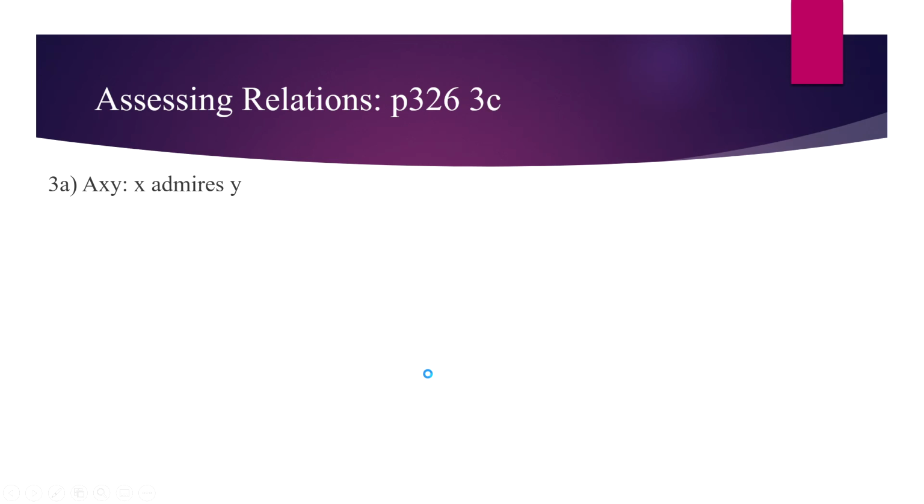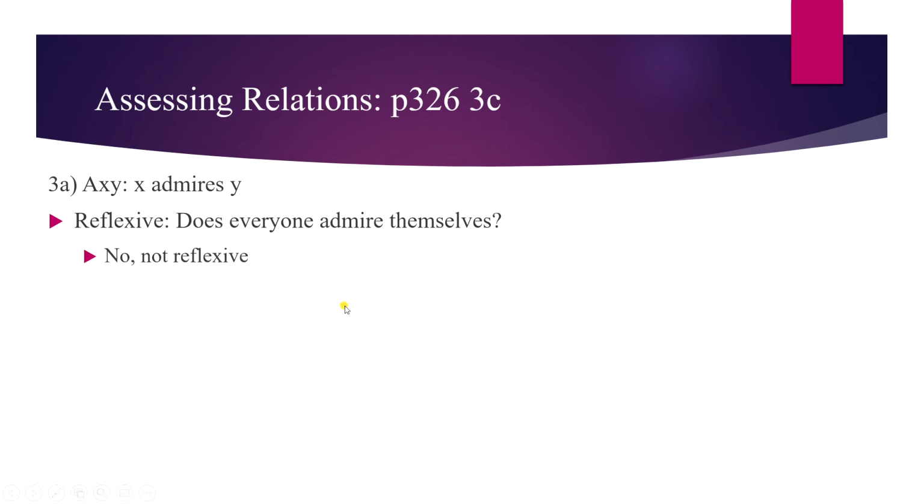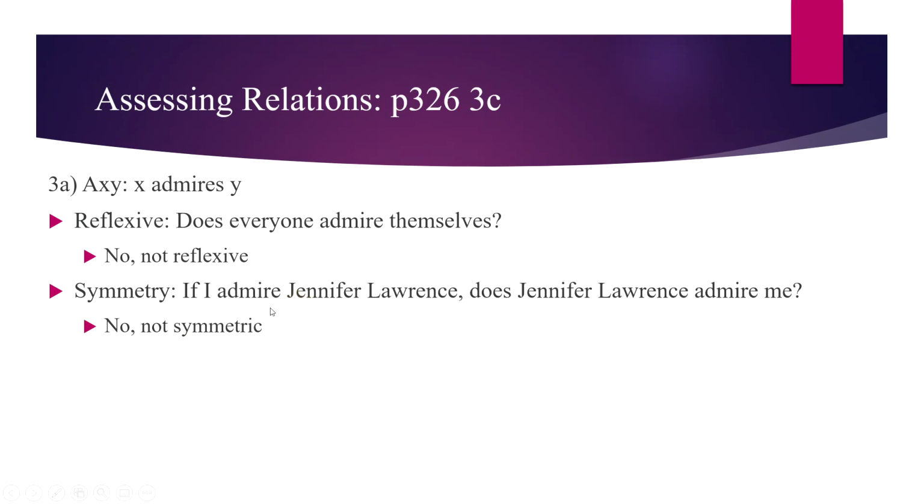Next, we have AXY for X admires Y. Reflexive, does everyone admire themselves? The world might be better off if this was more true, I don't know, but it's not the case that everyone admires themselves. I think most people probably don't. Next, we have symmetry. Here's my counterexample. If I admire Jennifer Lawrence, does Jennifer Lawrence admire me? Obviously not. This is not symmetric. Admiration is not always reciprocated.